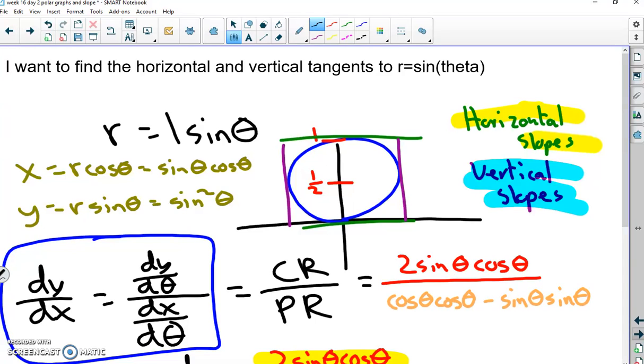What are some questions I can answer or ask if I know dy/dx? Just like we did in parametric, what could I ask you? When am I horizontal? When am I vertical? When who's 0, the top or the bottom? When am I horizontal? When the top is 0. When am I vertical? When the bottom is 0. So I did the work there.